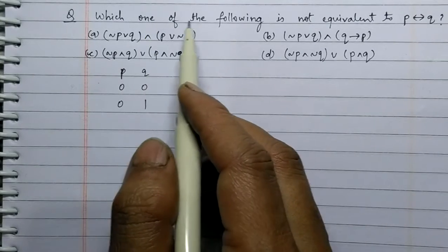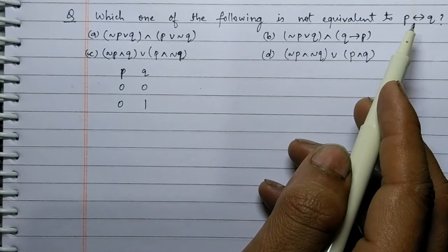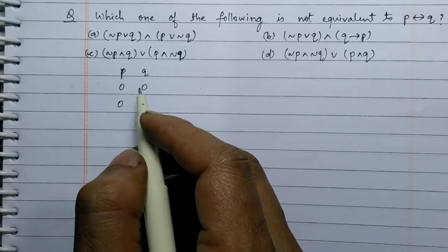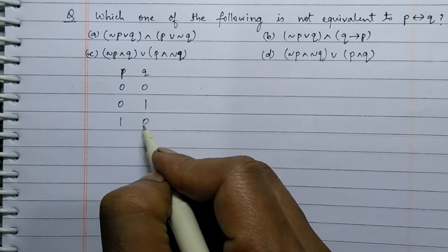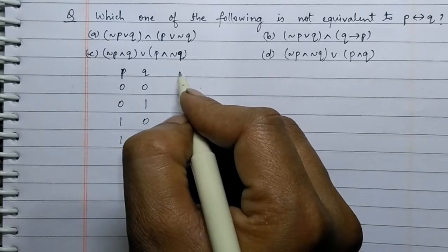Which one of the following is not equivalent to P biimply Q? We will simply use a truth table. P, Q: false false, false true, true false, true true.